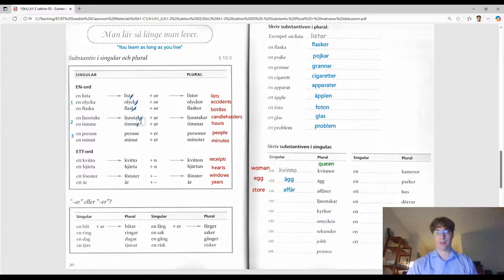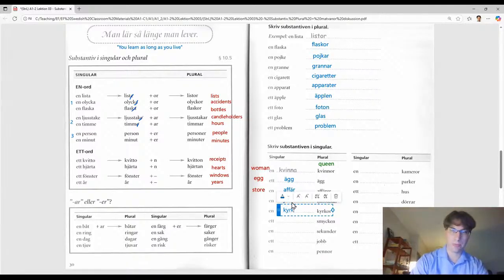Ljusstake, we know this one already. It's en ljusstake. That's a candle holder. And så många kyrkor, that's churches. So OR, take away OR, add A, en kyrka. So that's one church. Right, like this.